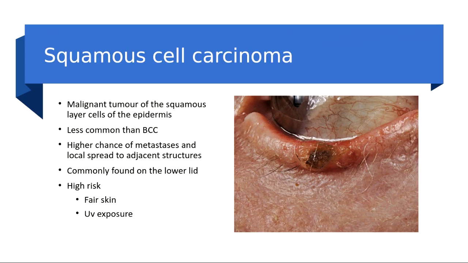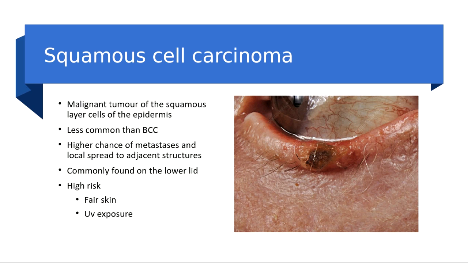Squamous cell carcinoma. So this is now the squamous layer cells of the epidermis. It's a malignant tumor of the squamous layer. It's less common than basal cell carcinoma, with a higher chance of metastases and local spread to adjacent structures. So it's commonly found on the lower lid, high risk, as we said, fair skin, UV exposure.